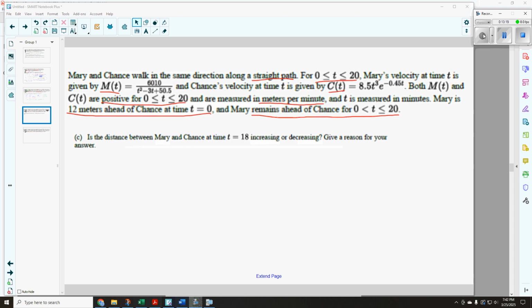So let's take a look at part C. Is the distance between Mary and Chance at time t equals 18 increasing or decreasing? And give a reason for your answer. So I got to give a reason. It says give a reason. So initially when I started thinking about this, I thought I was going to have to get into finding their positions at different times. So I thought I was going to have to find the integral of velocity. In other words, going up the ladder instead of down the ladder.